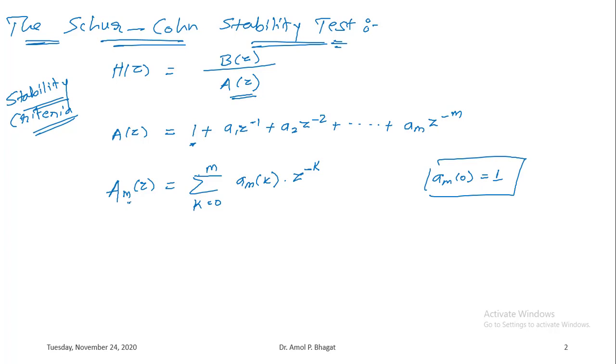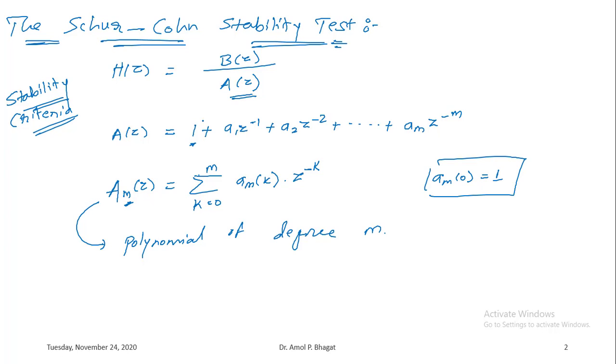So this m indicates the polynomial of degree m, right? So m indicates the degree of polynomial. So this particular equation is the polynomial of degree small m, right? So this is nothing but the denominator of the given system function, right?